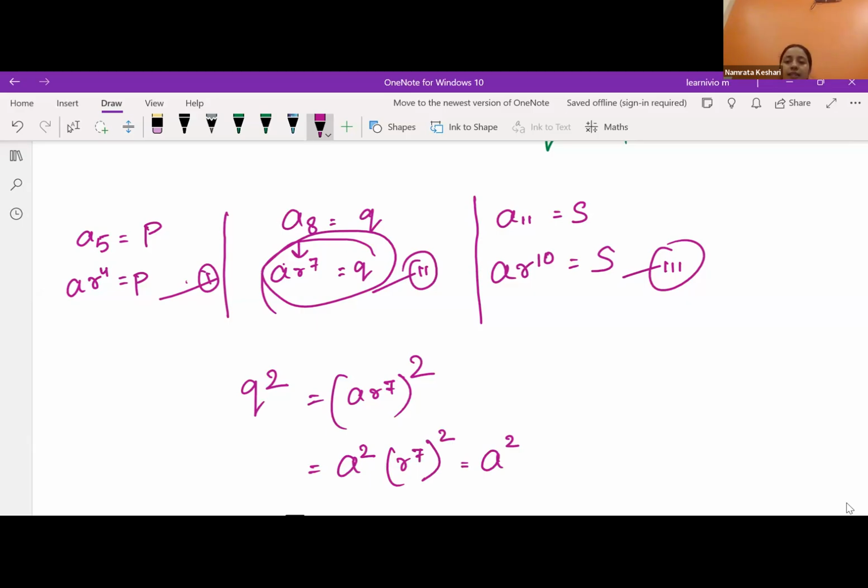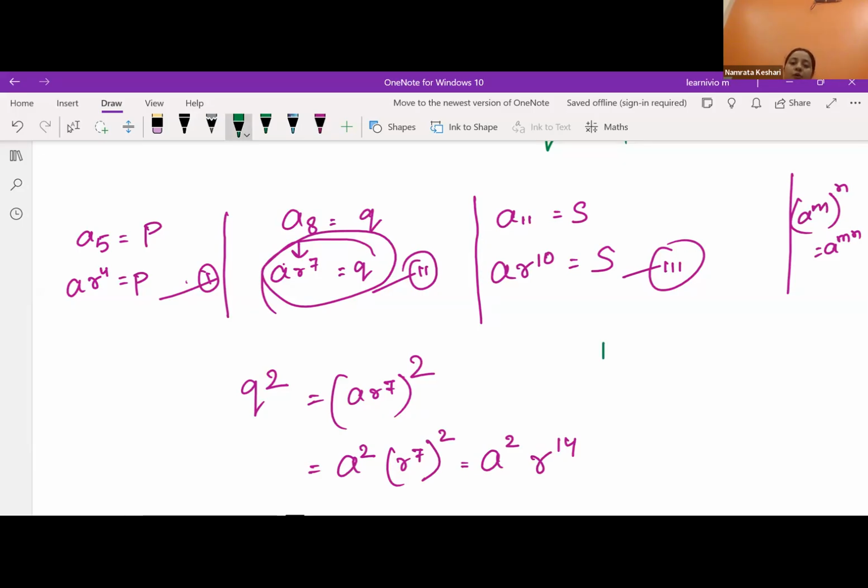The law of exponent says that if a to the power m, and then power n is there, that means a to the power m into n, right? Yes, ma'am. That means r to the power 7 two times. This is what we are getting from q square. Now we are trying to find ps.